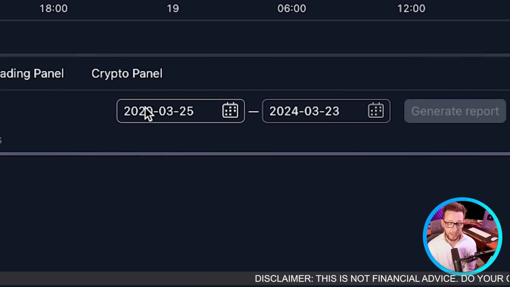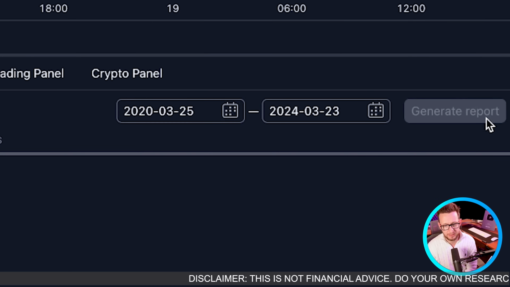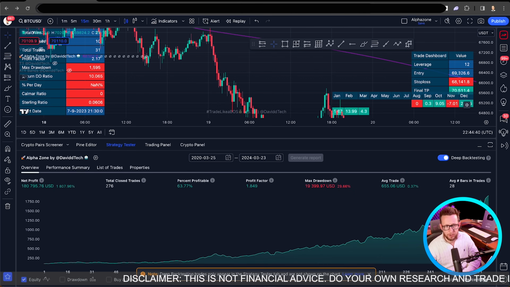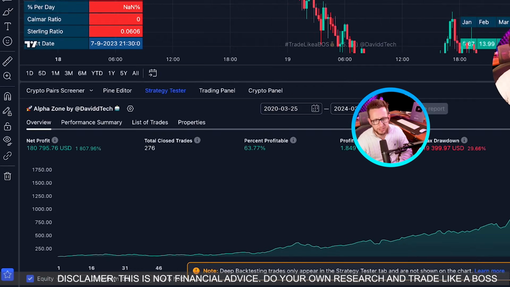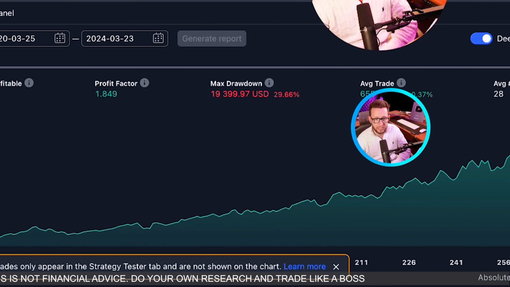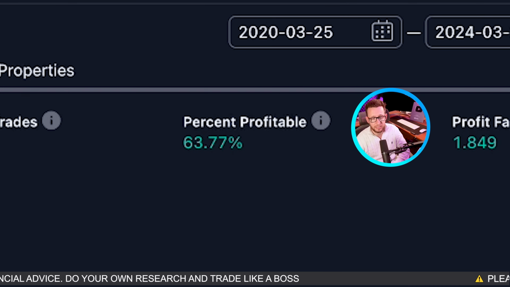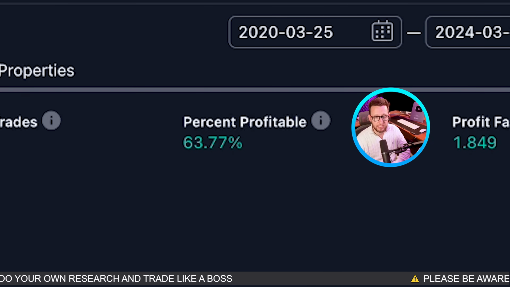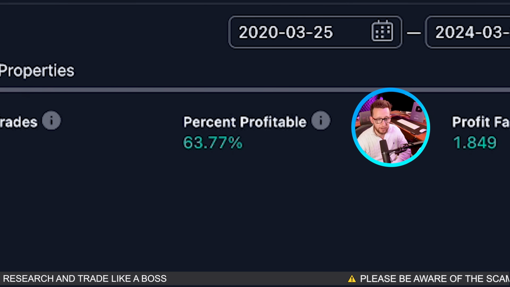We're going to go all the way back to 2020. Let's hit this button here to see the backtesting results. Boom! Right, there we go. As you can see, the backtesting results look pretty good. The percent profitable hasn't declined much. We are at 63.77%. So that's absolutely brilliant. That's the win rate, by the way.